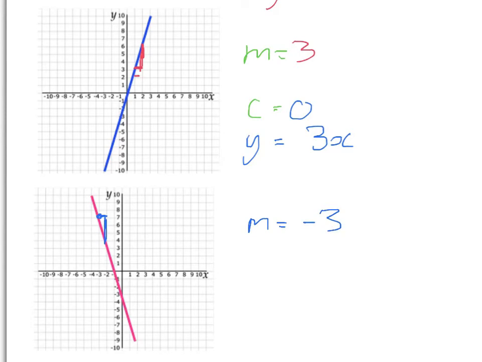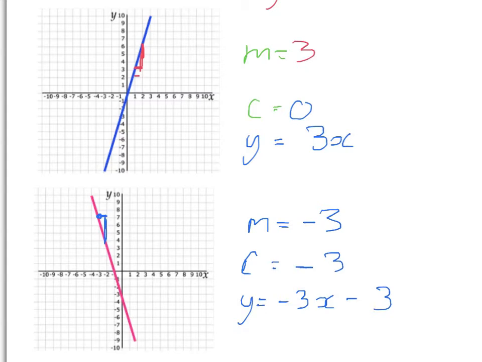And where does it cross the y-axis? Well, we need to go down our line. Where does it cross? Here, which is -3. So the y-intercept is -3. So in our equation y equals mx plus c, we can replace our m and our c. The gradient is -3, and instead of having plus, we're going to have -3 because that's where it crosses the y-axis.